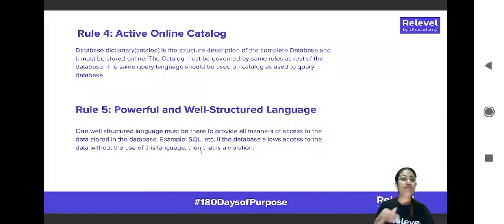Then rule number 5 comes, which says that between a user and a database, there has to be a layer of query language. No data should be accessible without the query language. If any data is accessible without the query language, it's a straight violation of rule number 5.